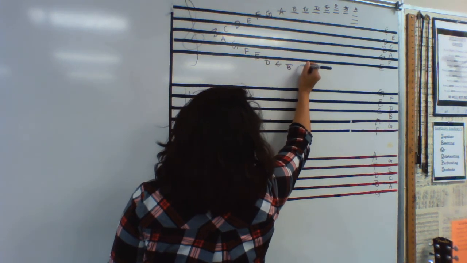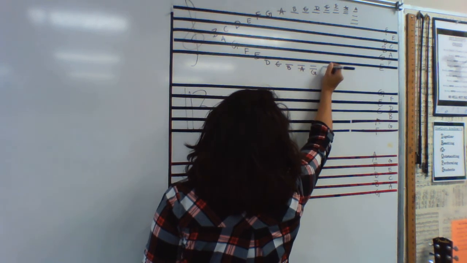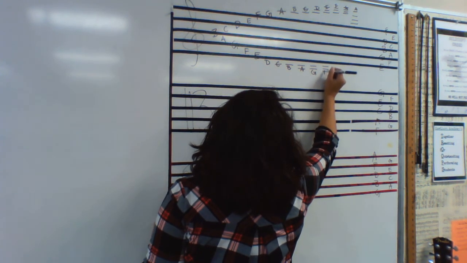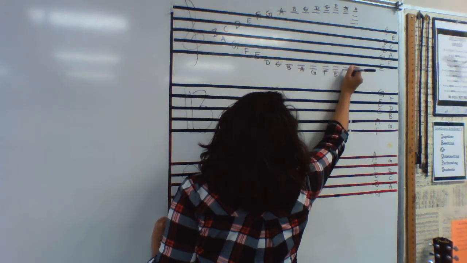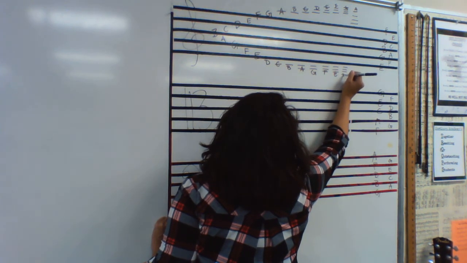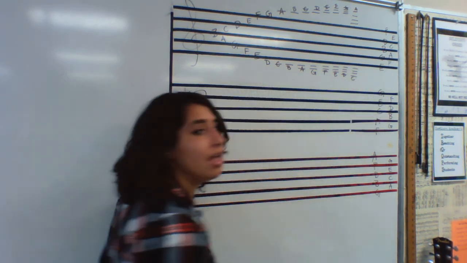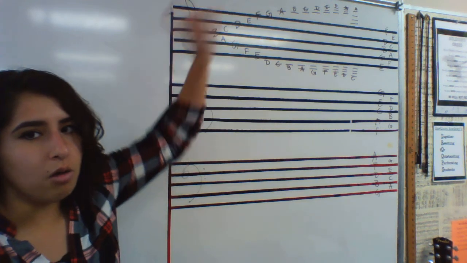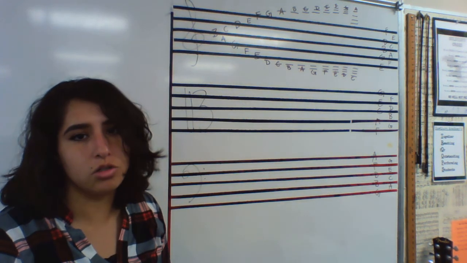D, C, B, A, G, F, E, D, C, and it really does just keep going. It goes up and it goes down. Those are ledger lines. Those are the notes.